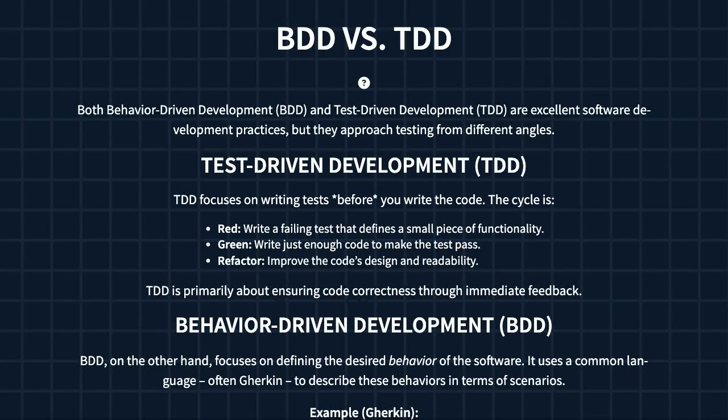Okay, let's talk about the difference between BDD and TDD. Think of TDD as a very specific coding process. You write tests first, then write just enough code to make those tests pass, and finally you refactor. It's all about making sure your code works correctly. Now, BDD is slightly broader. It's more focused on *what* the software should do, rather than just *how*. It uses a language like Gherkin to describe those behaviors, ensuring everyone, developers, testers, and even clients, understands the expected outcomes. Essentially, TDD focuses on the implementation details while BDD focuses on the user story or desired behavior.